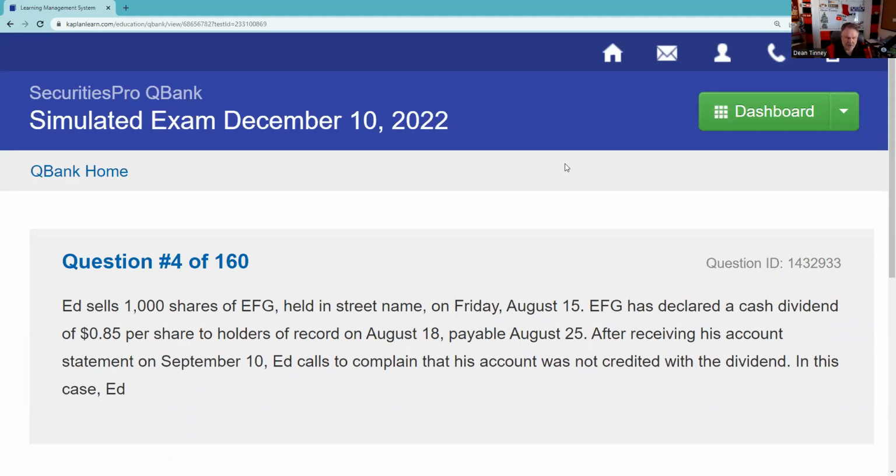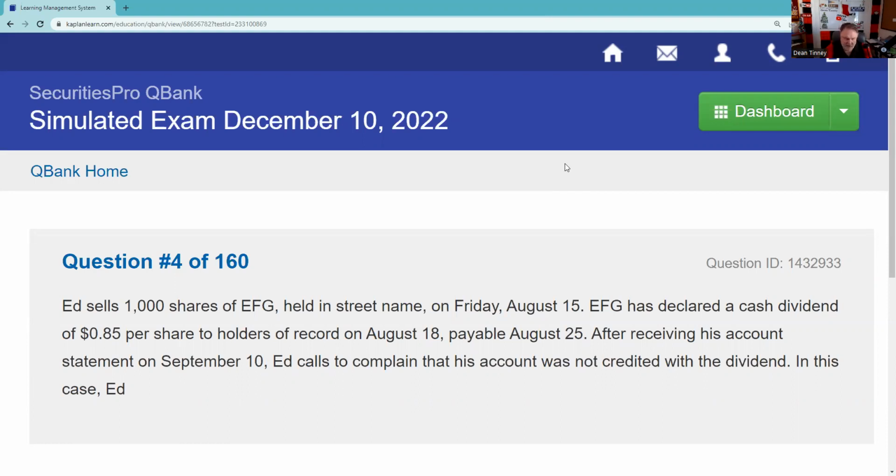Question 4. Ed sells 1,000 shares of EFG held in street name on Friday, August 15th. EFG has declared a cash dividend of 85 cents to be paid to shareholders of record August 18th. So he did buy the stock before the X date, right? So that means he's entitled to that dividend. It's payable August 25th. Who cares?